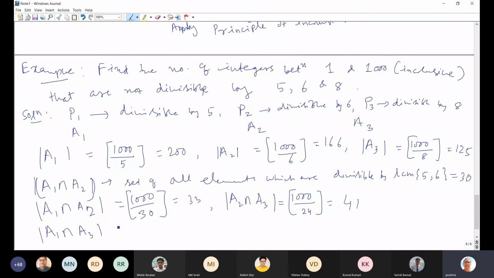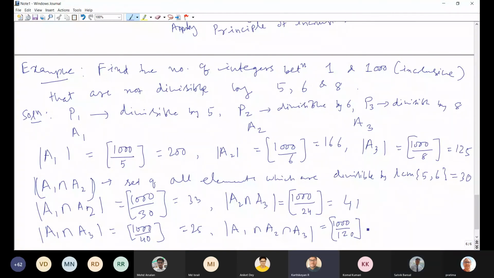We are applying the principle of inclusion and exclusion. That is why I am considering this way. So this is 1000 and this is the LCM of 5 and 8, so this is 40, and you are getting 25. And finally, you will get the cardinality of A1 intersection A2 intersection A3. Its cardinality is the LCM of these three numbers, 1000 divided by 120. You are getting 8.